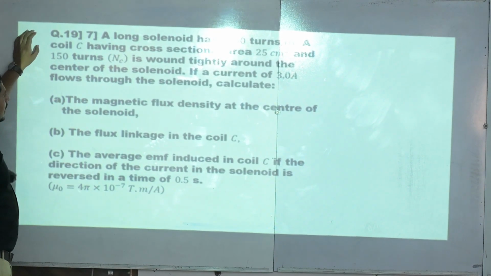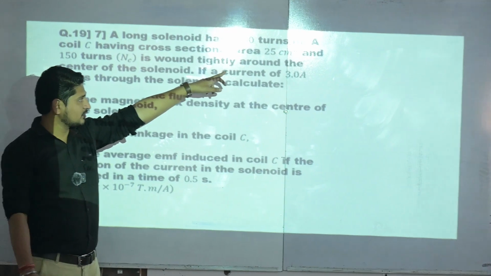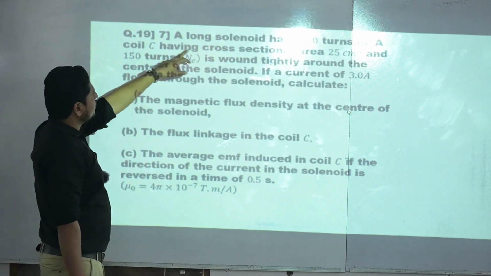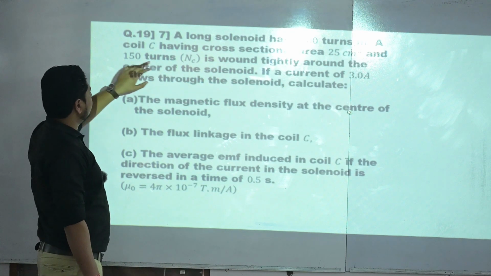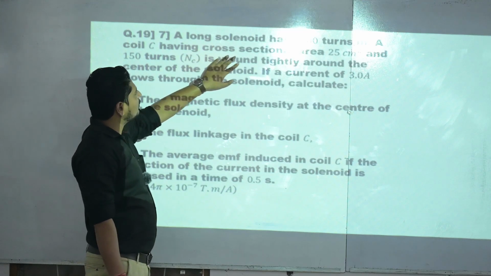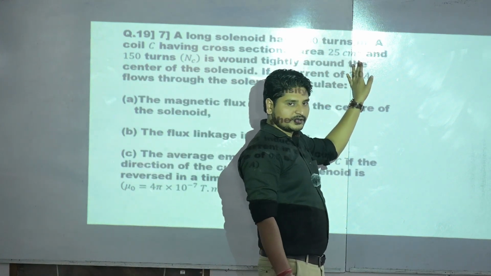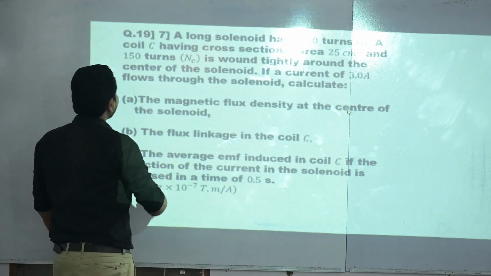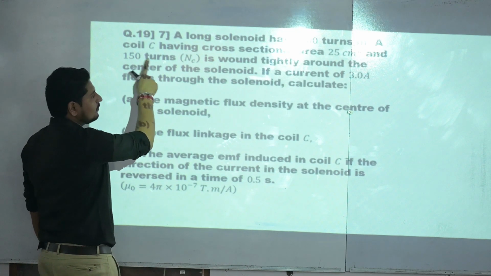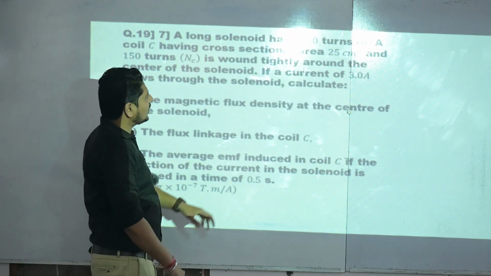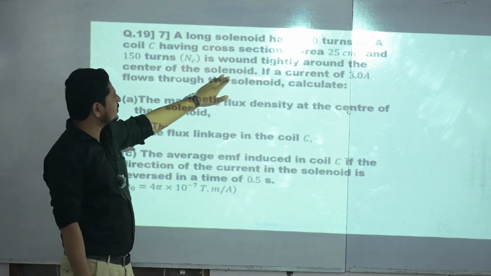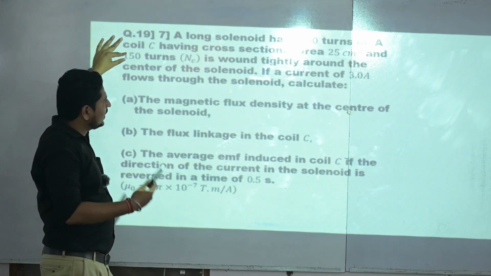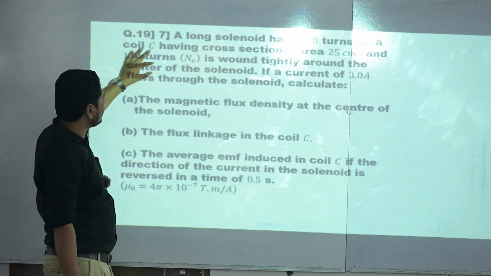Next question. A long solenoid has 1500 turns per meter. A coil C having a cross section area of 25 centimeter square and 150 turns, N_C, is wound tightly around the center of the solenoid.